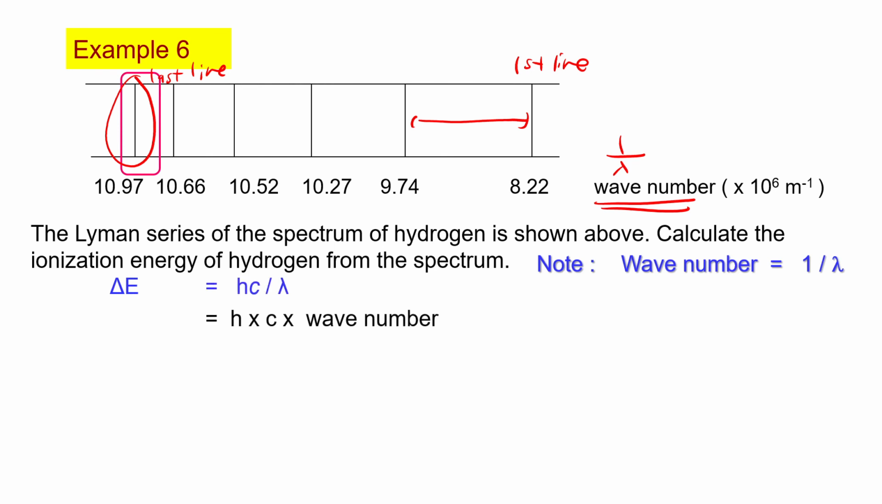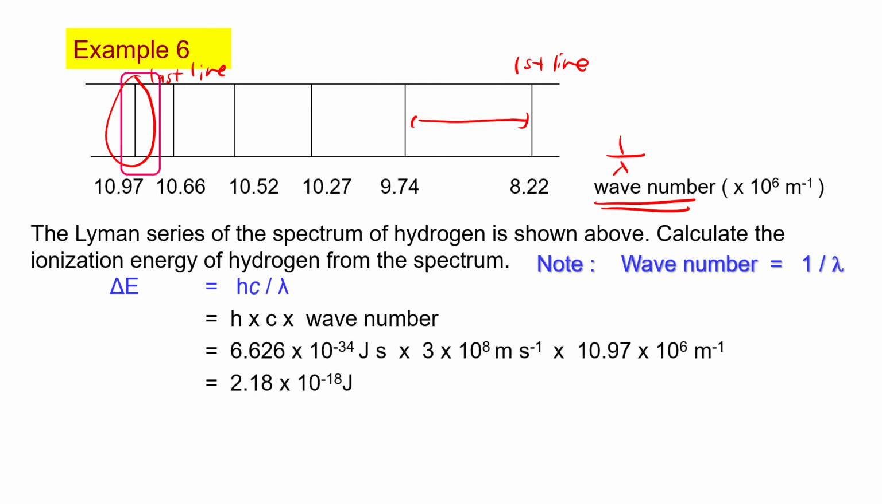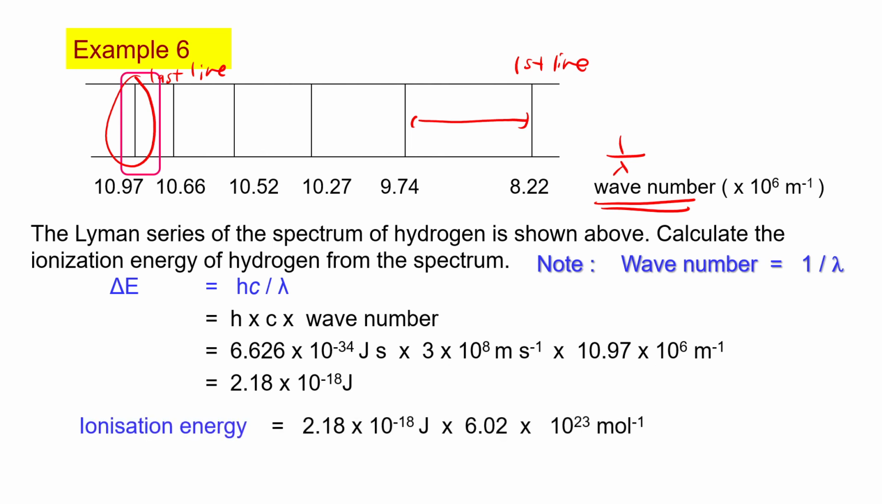Okay, so kita akan guna formula delta E equal to hc over lambda. So kita ada Planck constant, speed of light dan wave number. So darabkan je semua ni. So energy equal to 2.18 exponent negative 18 joule. So untuk dapatkan ionization energy perlu darabkan dengan Avogadro constant. So finally kita akan dapat 1312 kilojoule per mole.